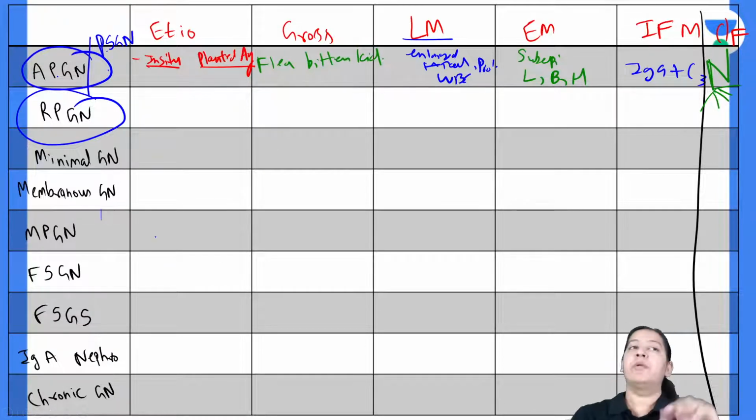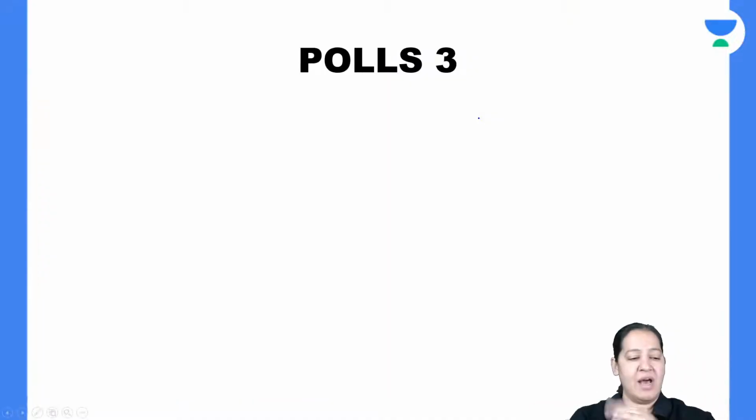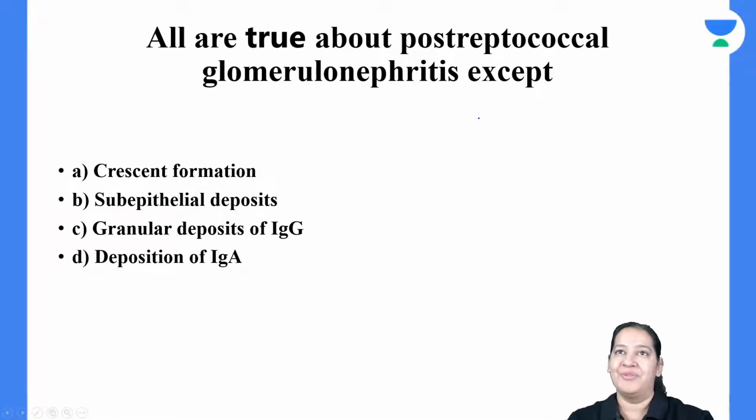But after every glomerulonephritis, I will tell you the MCQs based on that particular glomerulonephritis, which were already asked in your previous year question papers. In the form of polls, if anyone knows the answer, please write your answer in the chat box, in the comment box, right? This is the first question in front of you. Let me read the question.